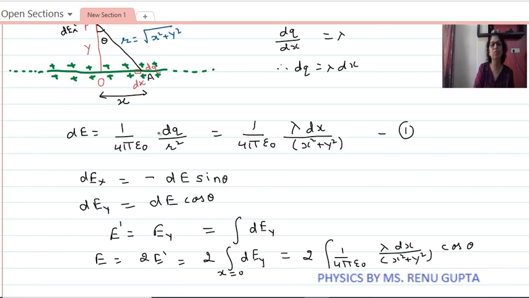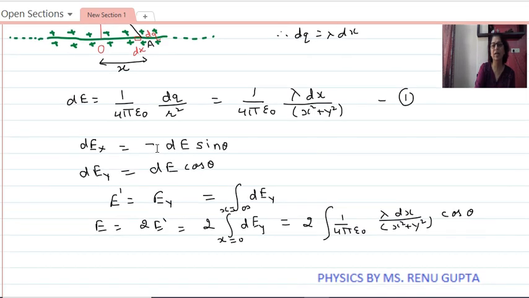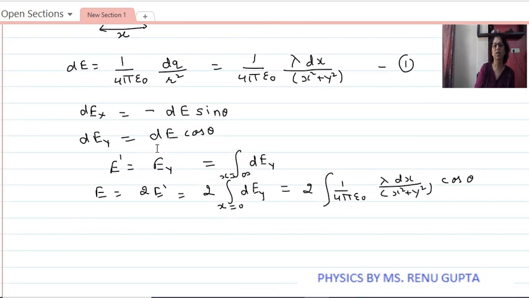So, we are going from 0 to infinity. So, it is 0 to x equals infinity. Otherwise, if you don't take 2, then you will have to take x equals minus infinity to plus infinity. So now we have to change the limits when the angle is being taken. So here it is x equals 0 to x equals infinity.